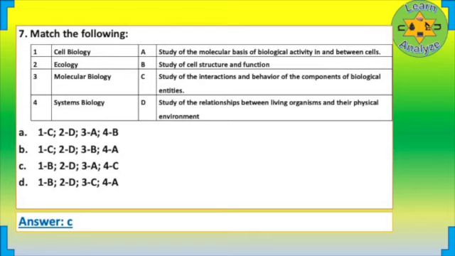Option A, 1C, 2D, 3A, 4B. Option B, 1C, 2D, 3B, 4A. Option C, 1B, 2D, 3A, 4C. Option D, 1B, 2D, 3C, 4A. The answer to the question is option C.